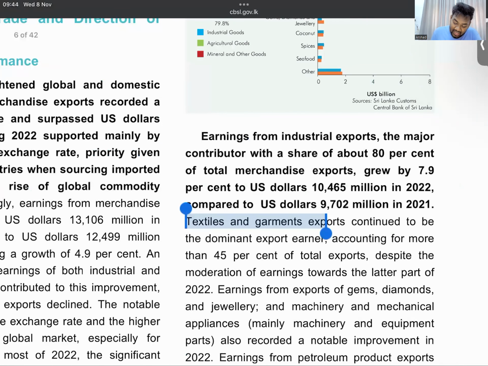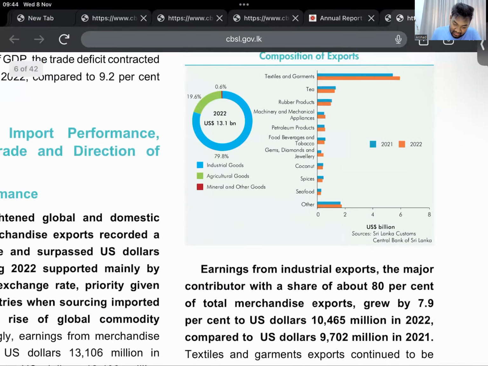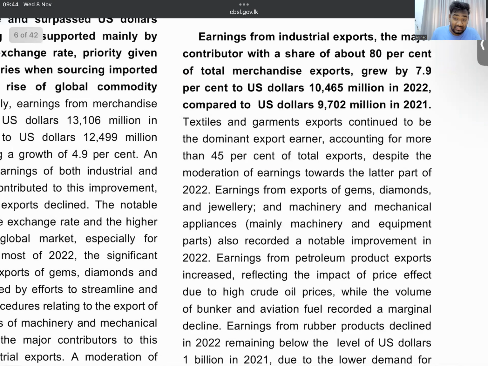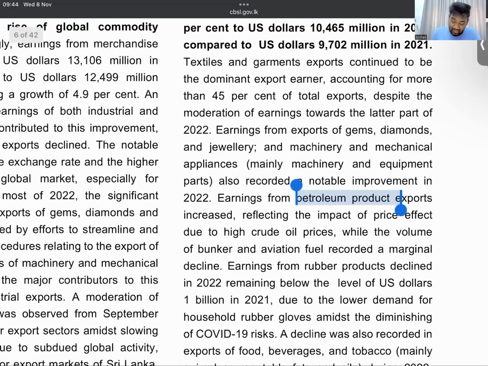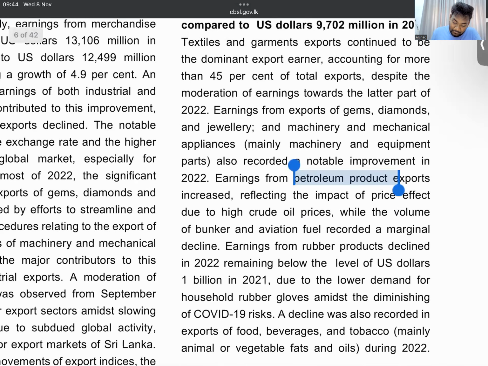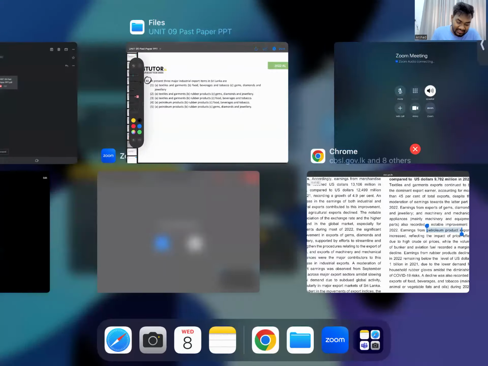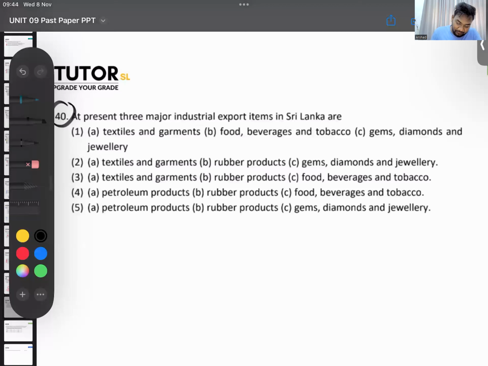Apparel, here it is. Earnings from export of gems, diamonds, okay. There is something like that also. Earnings from... these were there in your tutorial. I have given you all the breakdown. Petroleum products, okay. There is something called petroleum products, fine. Earnings from rubber products, right. We'll look at our answers and we'll try to get it. Okay. First, this rubber products, is it industrial or agricultural?